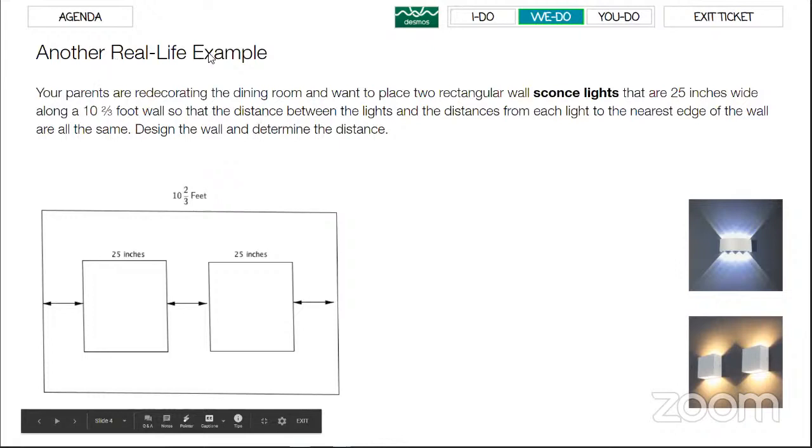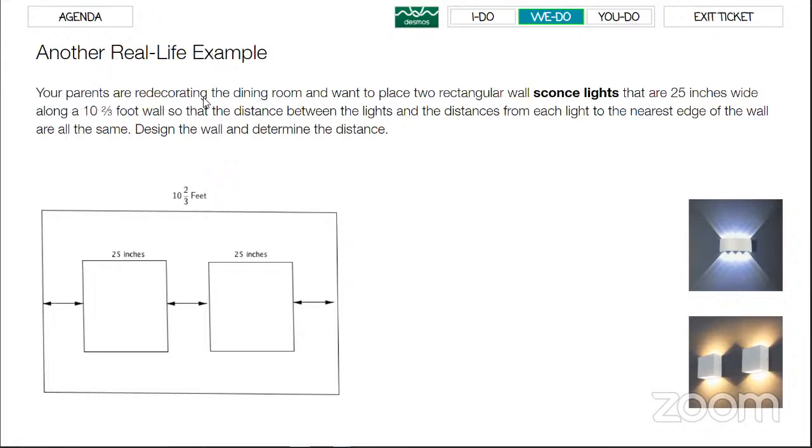So the next similar example is, let's say your parents are redecorating a dining room and want to place 2 rectangular sconce lights. Here are the examples, okay? It's installed on the wall. It looks like a rectangle again. It gives you a very beautiful pattern on the wall, as you can see in the examples. And they are 25 inches wide along a 10 and 2/3 foot wall, so that the distance between the lights and the distance from each light to the nearest edge of the wall are the same.